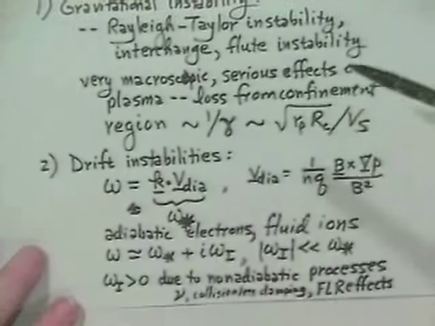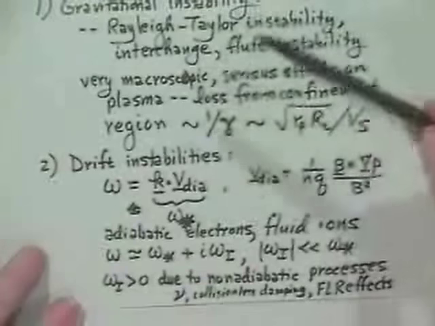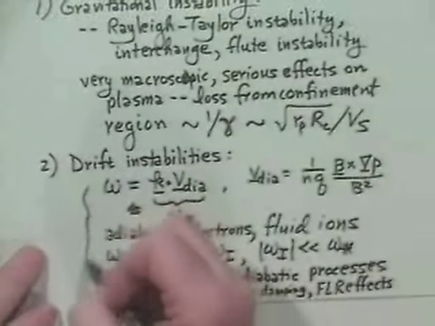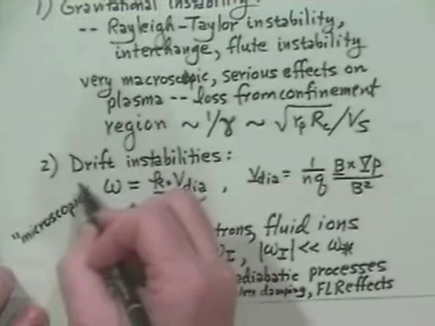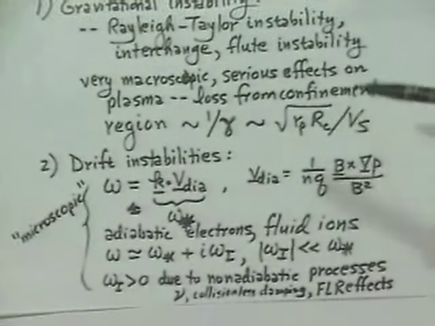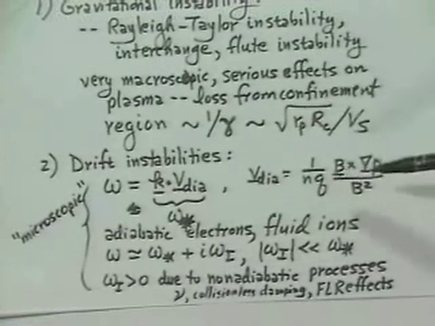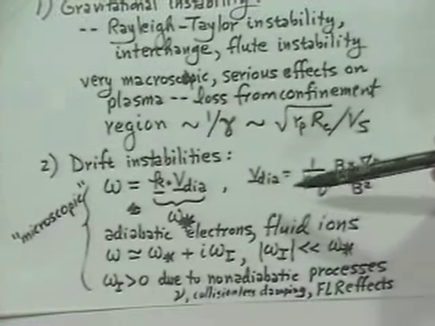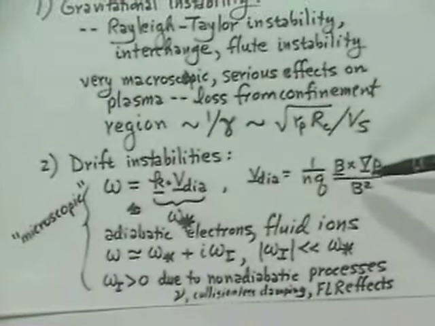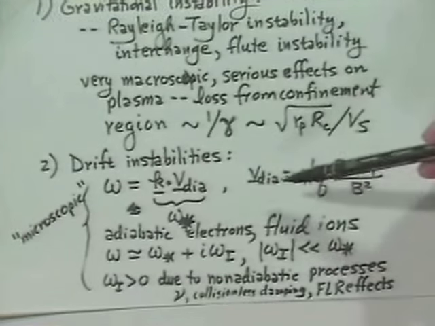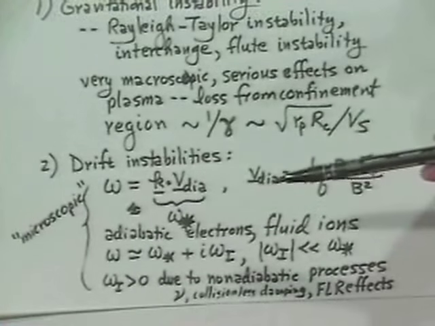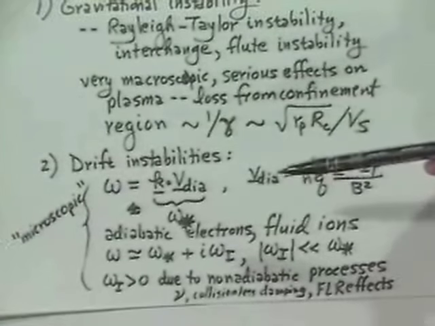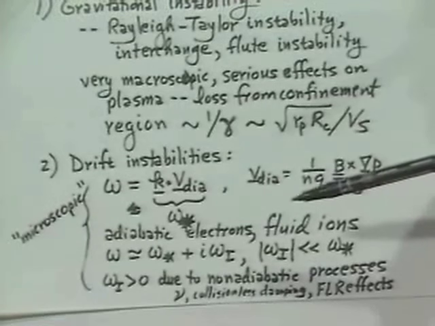Now, in contrast to the macroscopic Rayleigh-Taylor gravitational instabilities, these drift instabilities are microscopic. They're small scale. And they're sort of ubiquitous, or universal, as some people call them, universal instabilities sometimes, because anytime I have a confined or inhomogeneous plasma, which is pretty common, I'm going to get a pressure gradient. And therefore, I will get a diamagnetic flow, and therefore, I will have these types of waves in a plasma. The diamagnetic drift is a flow of the plasma, and I'll get such waves. So they're universal from that standpoint.